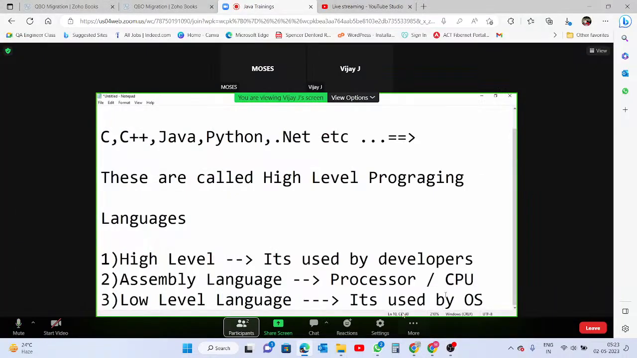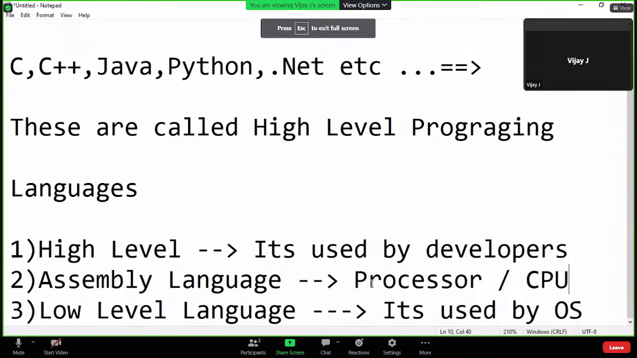Which language? Assembly language. A microprocessor is what? A chip actually. But which language is this chip using? Assembly language. And how about number three? Number three is a low level language, used by whom? It is used by something like what?